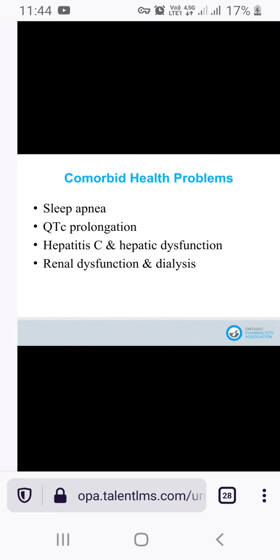Let's take a look again at the comorbid health problems that we're going to deal with. We're going to talk about sleep apnea. We're going to talk about QT prolongation. We're going to talk about hepatitis C and just general liver dysfunction, and the same with kidneys.